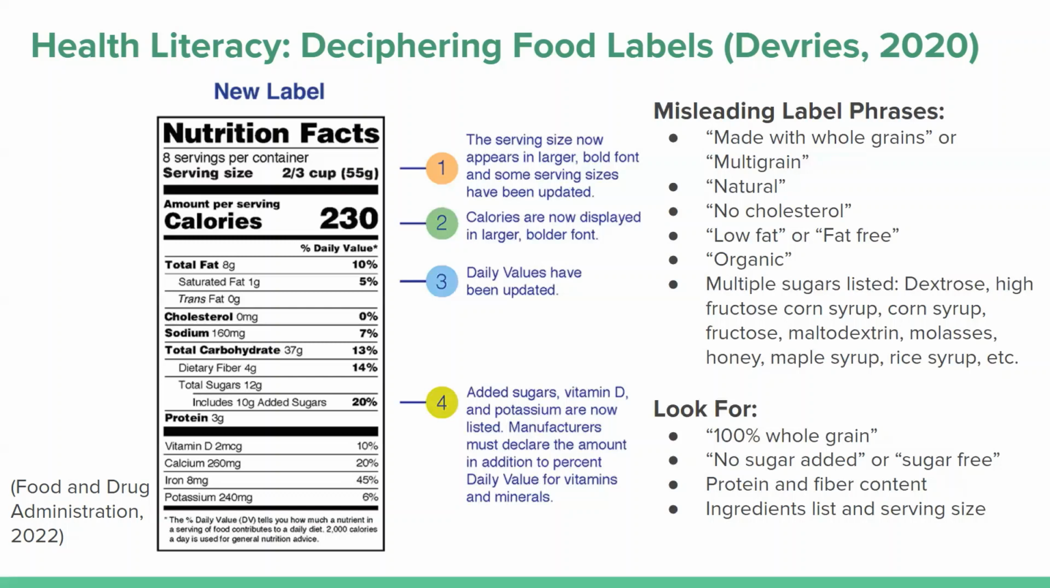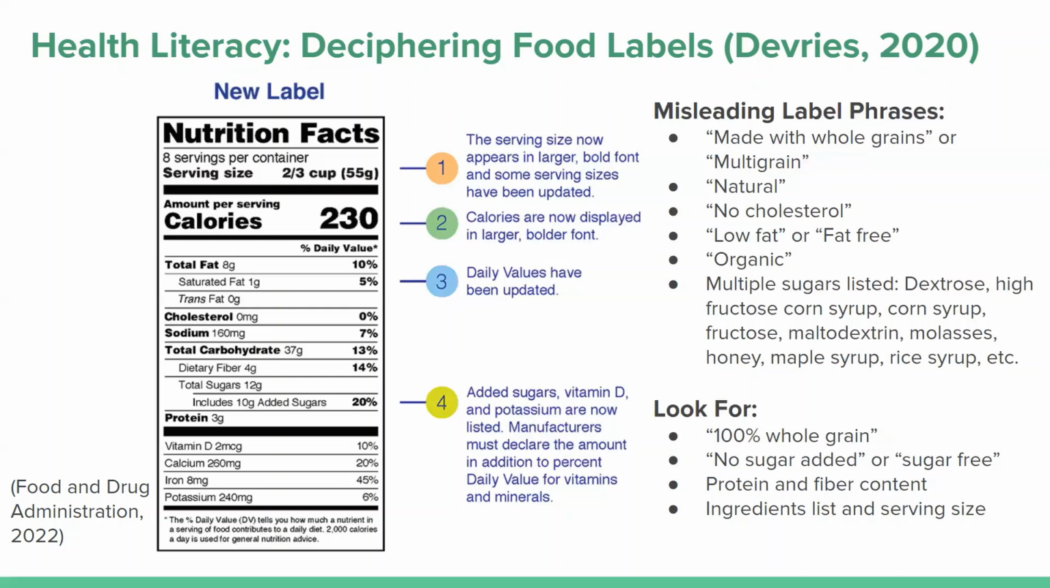But on the other hand, there are some things that you can look for that are like green flags on labels. So the first one is look for 100% whole grain. That's much different from the "made with whole grains" misleading phrase here. 100% whole grain means that they're using 100% whole wheat flour in the item and not half whole grain and then half white enriched flour.